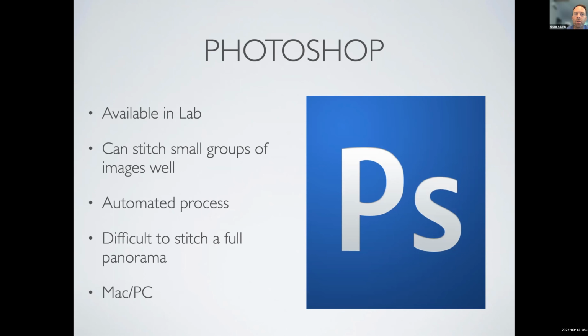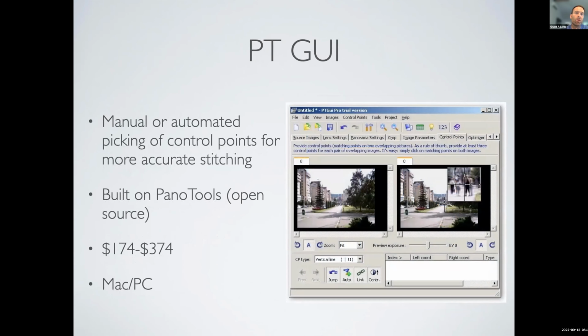It also struggles with stitching a full panorama. So if you took 12 images that went all the way around in a full 360 and tried to stitch it together, Photoshop would have a hard time because it doesn't know where to cut the panorama when it unrolls it. So it's always better to have like a half when it comes to Photoshop. So what do you do if you want a full 360?